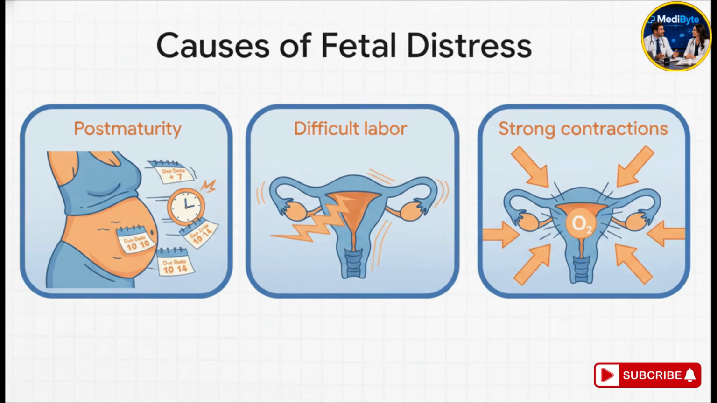When this happens, the placenta might just not function as efficiently as it did earlier on. Second, we see it in especially difficult or exceptionally rapid labor. And third, a really common trigger is contractions that are just too strong or too close together. If the uterus contracts violently without giving the body enough rest in between, it literally squeezes the blood vessels, momentarily limiting the oxygen reaching the fetus.